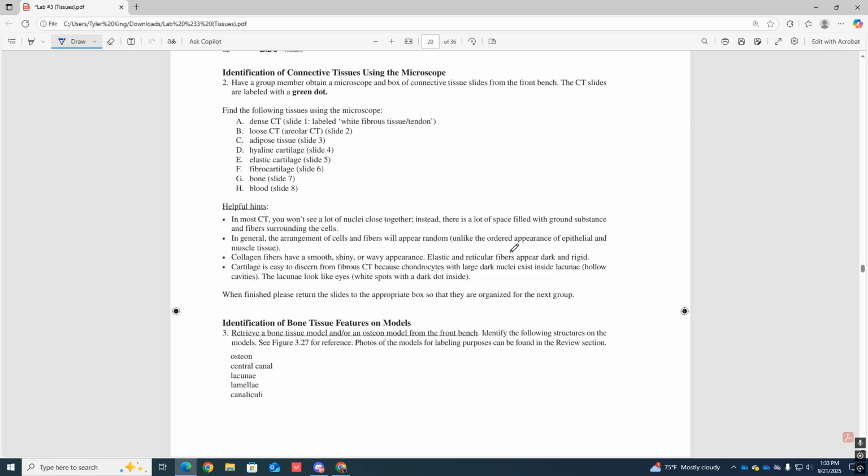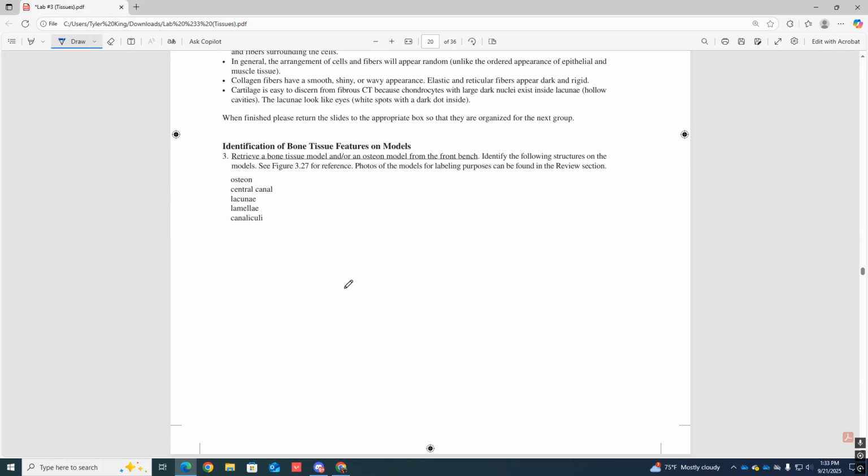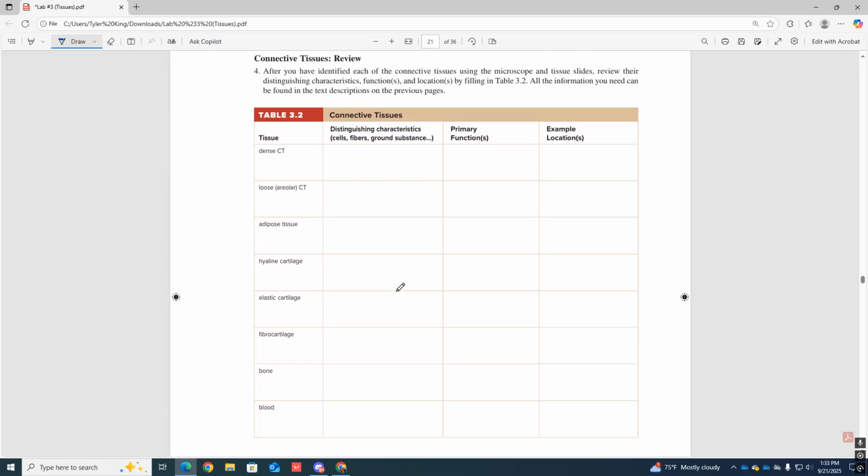The elastic or reticular fibers appear dark and rigid. Cartilage is easy to discern from fibrous connective tissue because chondrocytes with large dark nuclei exist inside lacunae. Okay, lacunae, remember, are those dark eyes. Remember those dark spots. All right, and then of course down here we have our table, which we are going to go through.